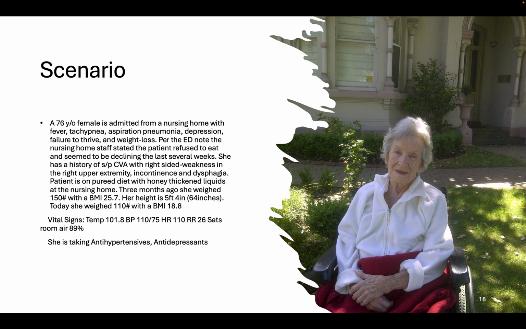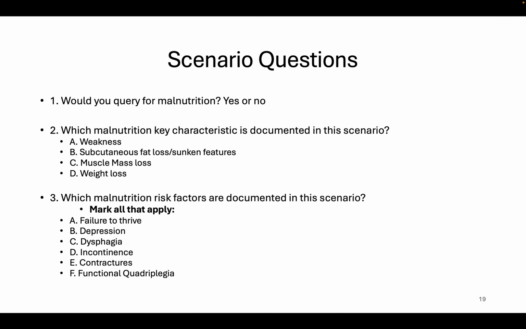Her temp was 101.8. Her blood pressure was 110/75. Heart rate 110. Respirations 26. Sats on room air were 89%. She is also taking antihypertensives and antidepressants. So again, those cause dry mouth. So looking at the scenario, would you query for malnutrition? Yes or no?